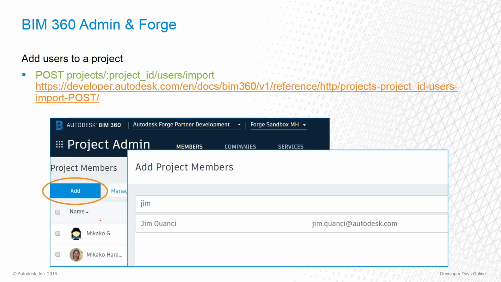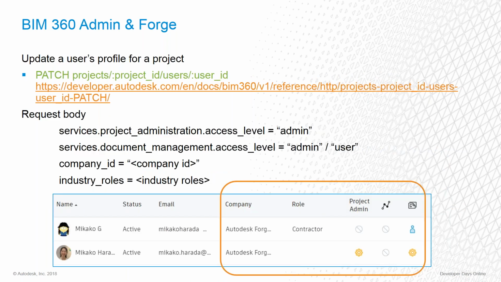And then the user profile. For the user profile, you call a PATCH. You can add, for instance, an administrative level, so project admin access here. And also document management, you can control this. In this case it's admin, so it's admin here. And if it's a user, you can add a user like this. And for company ID, you can add a company. This one is the company ID, and the industry role is here.